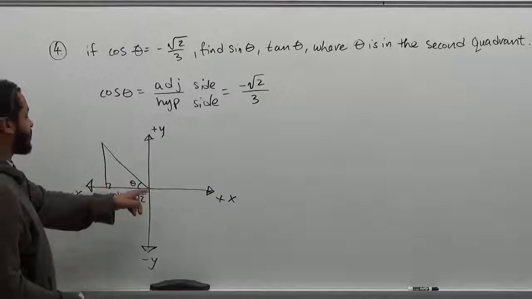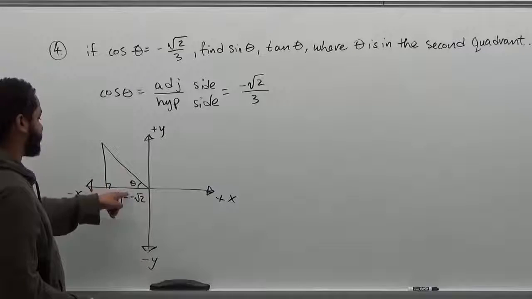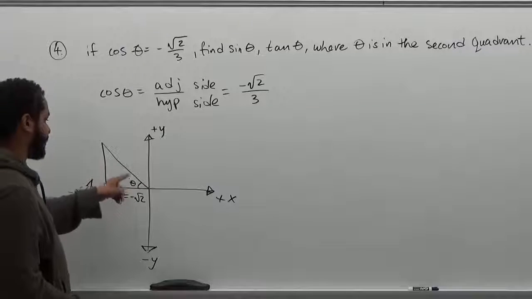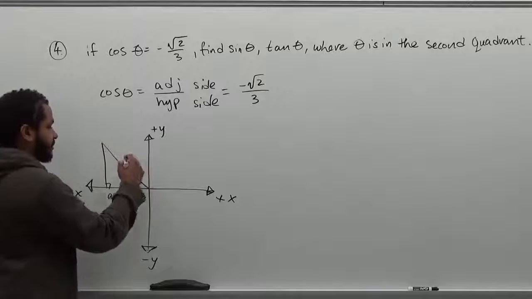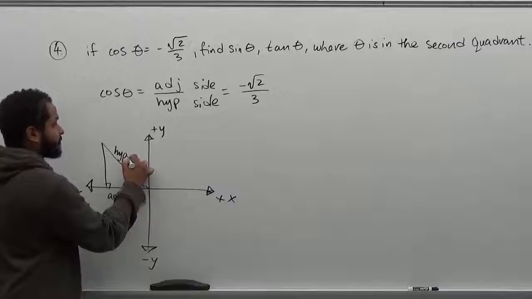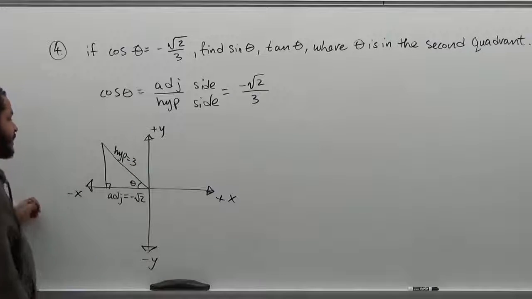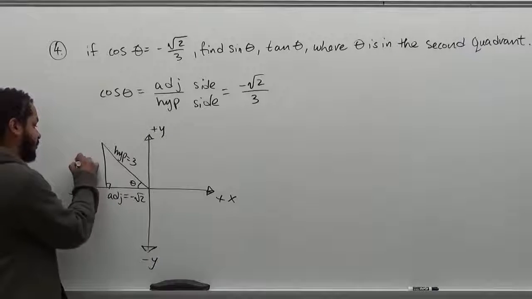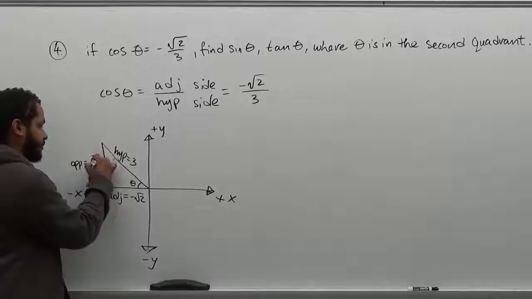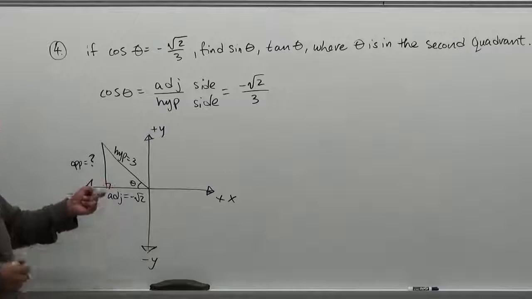The hypotenuse side is always the third side in every triangle. So these are the legs. This is the hypotenuse, the longest side of every triangle, and this is our hypotenuse, which is the value of 3. And what we don't know in this triangle is what the opposite side is. So we're going to just leave a question mark for this opposite side. What is the opposite side?